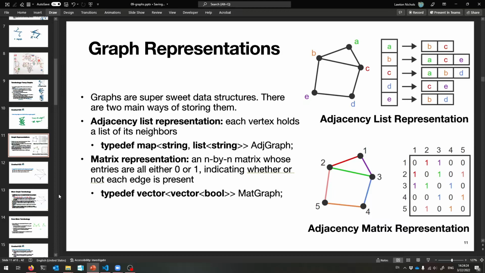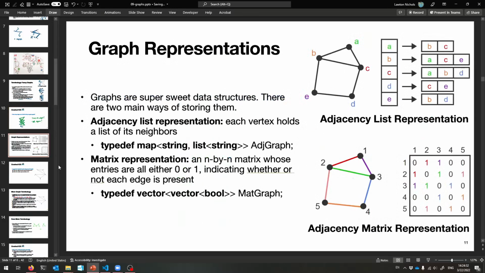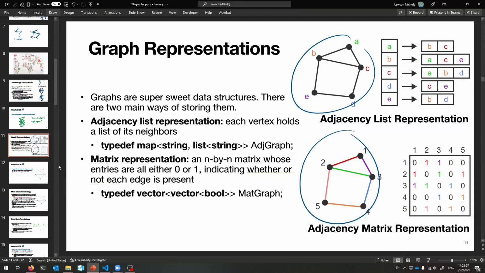And now let's talk about expressing graphs. This was K34, by the way. Let's talk about expressing graphs inside of a computer, because that is something we very much care about. They make for nice data structures. There are 2 main ways of storing a graph inside of your computer programs. It's called adjacency list representation and adjacency matrix representation. So here is the same graph that we want to represent, and I'll show you both ways.